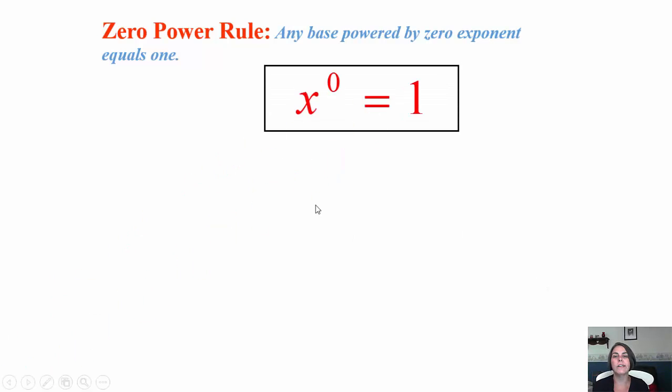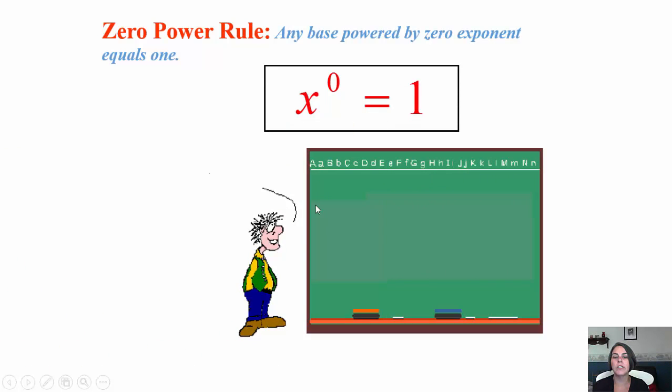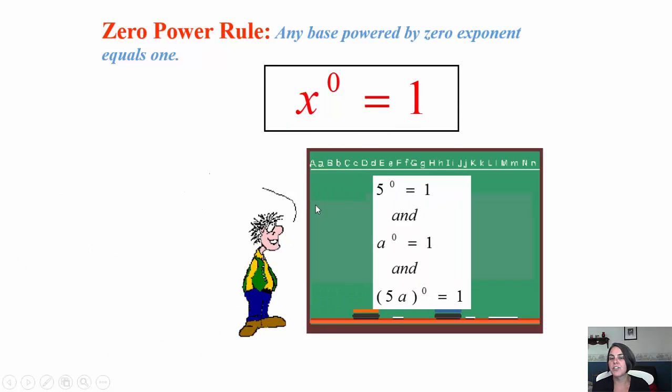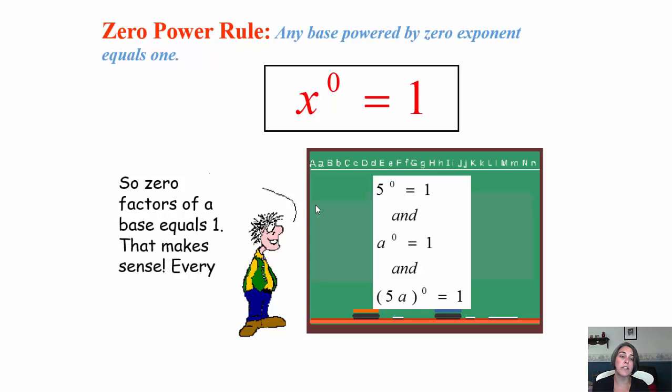So the zero power rule: any base powered by the zero exponent equals 1. X to the 0 is 1, 5 to the 0 is 1, a to the 0 is 1, and 5a, that whole item raised to the 0 power, is 1. So zero factors of a base equals 1. That makes sense. You don't have any factors running around for that base.